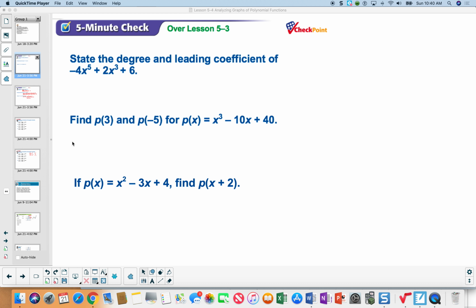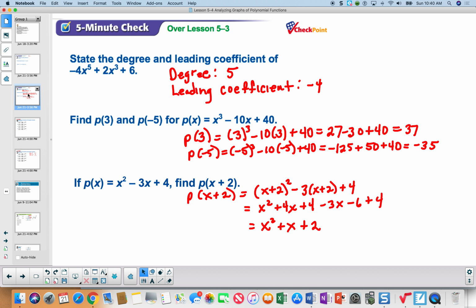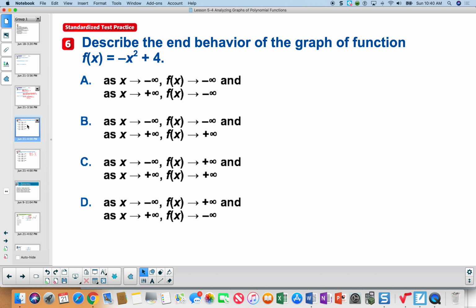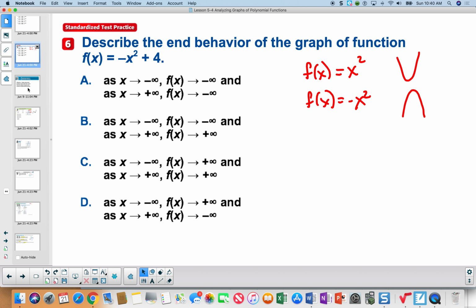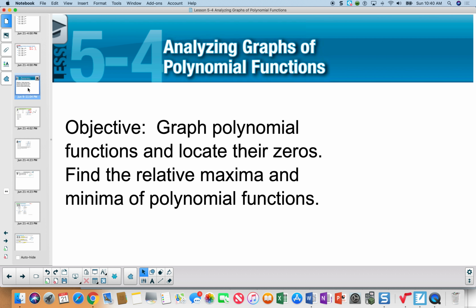Warm up for lesson 5-4. Pause, and here are the answers. Pause, and here's the answer. Lesson 5-4, Analyzing Graphs of Polynomial Functions.